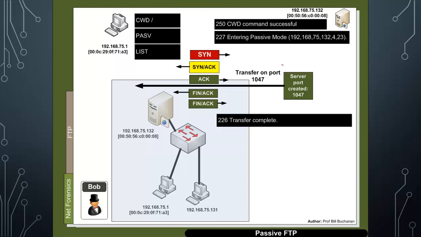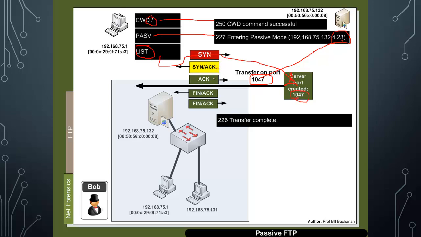Okay, so this shows an example. As we change the working directory to the top level, we get a response back. We now say we want passive mode, so what comes back will be the port that we connect to. In this case 4 times 1024 plus 23 is 1047. We then do a list, so we want to list the folders. So then we create a new connection onto the server on port 1047.